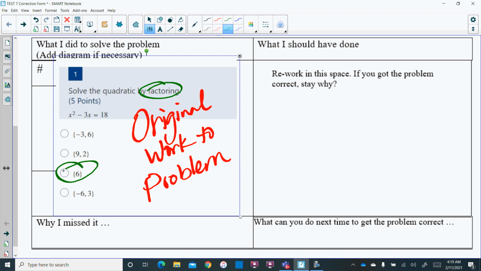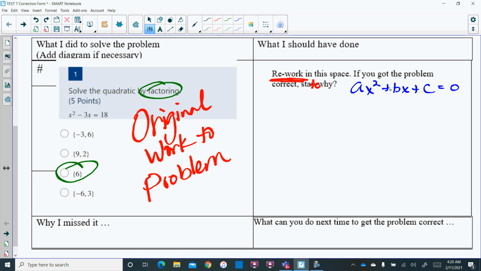Then over here, on the right, is where you need to rework. I think y'all should have the better version of this. Apologize for my typos. So you need to rework over here, because this problem asks you to solve by factoring, and in order to factor a quadratic equation, which is usually in this form, ax squared plus bx plus c, it has to equal 0. So when I'm factoring, it equals 0. Completing the square is different.